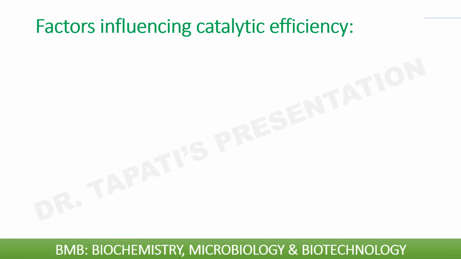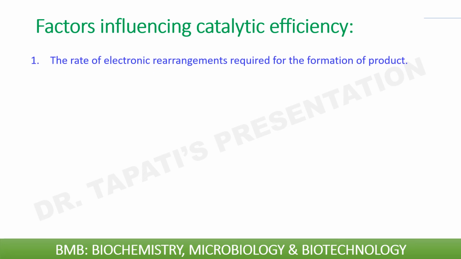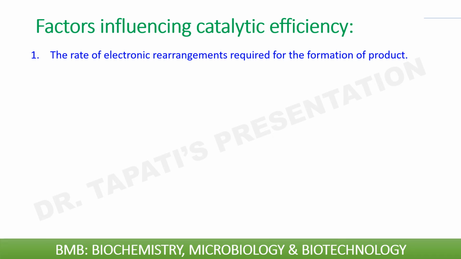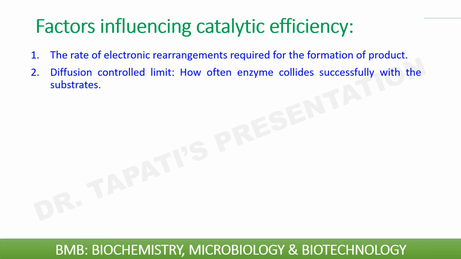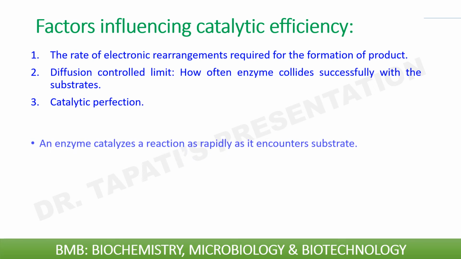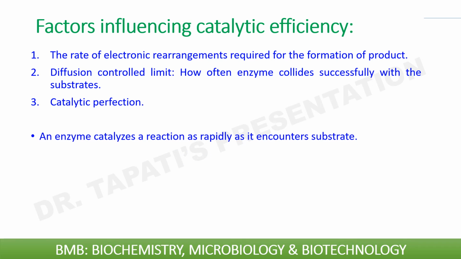What are the factors influencing catalytic efficiency? The first is the rate of electronic rearrangements required for the formation of product. The second factor is the diffusion control limit. That means how often the enzyme collides successfully with the substrates. And the third factor is catalytic perfection. An enzyme catalyzes a reaction as rapidly as it encounters substrate.